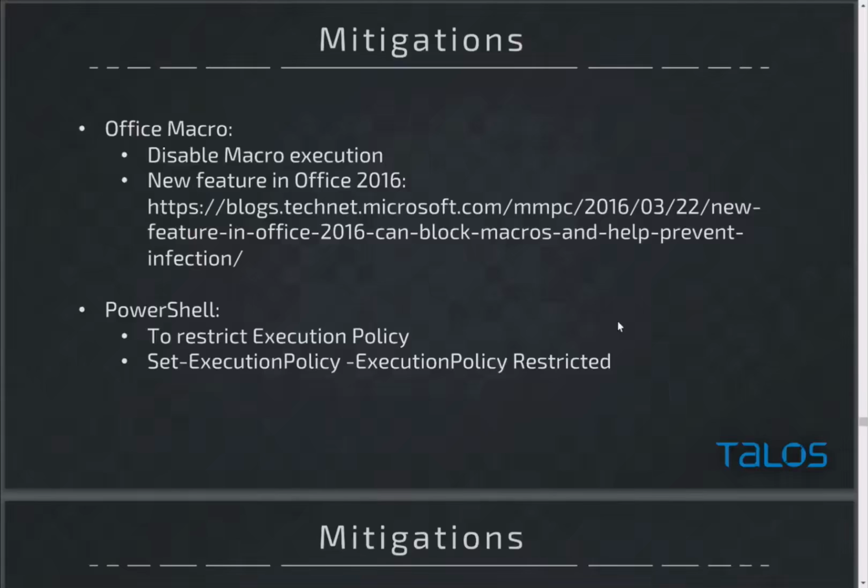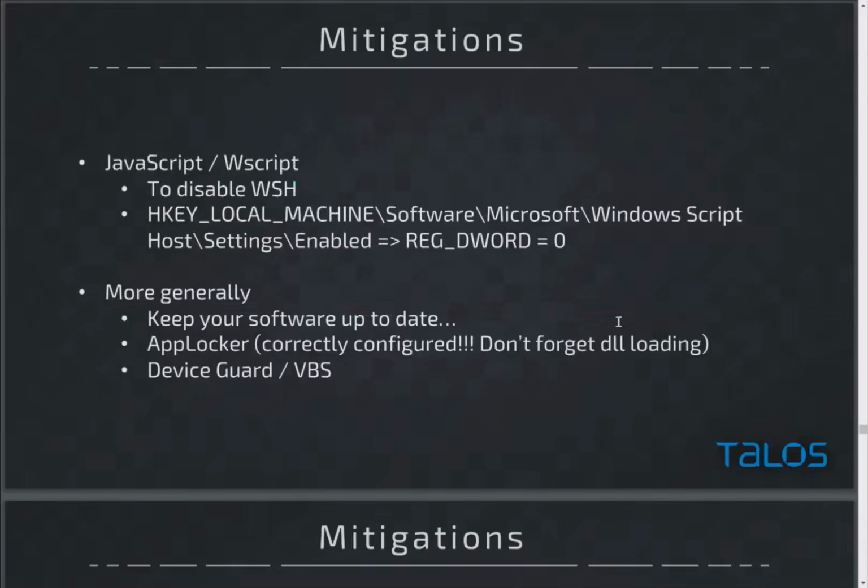We have some mitigations for this topic. It's nothing awesome, it's simply good practice, like disabling macro execution. On Windows, with Office 2016, you can have better control of macros. For PowerShell, typically you can add an execution restriction policy. So all this stuff is documented and should be applied. And if you apply all this stuff, all the case studies I mentioned won't work anymore.